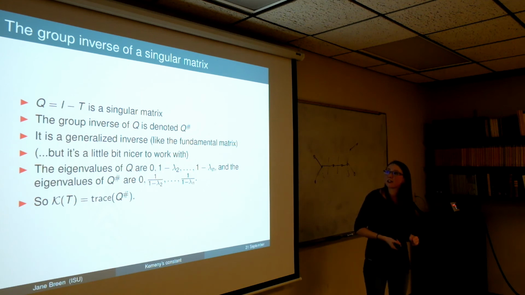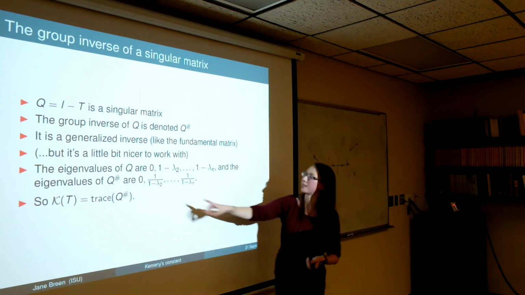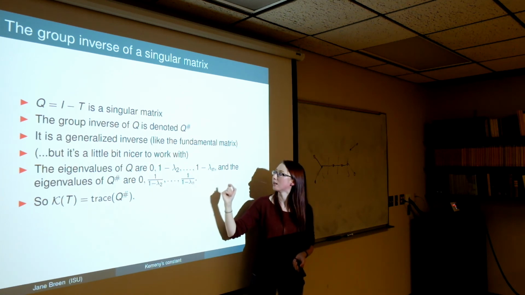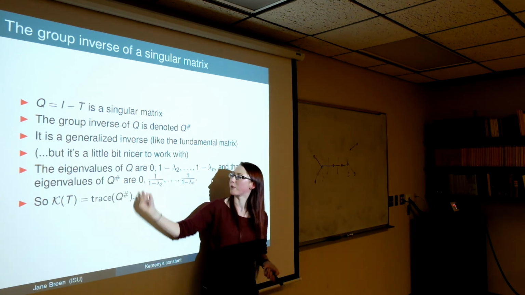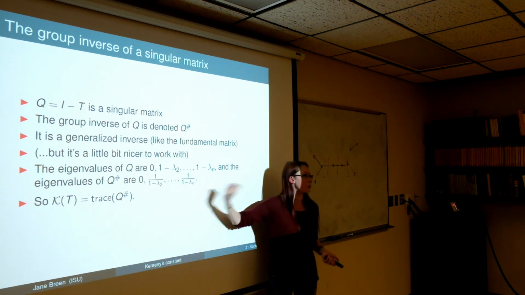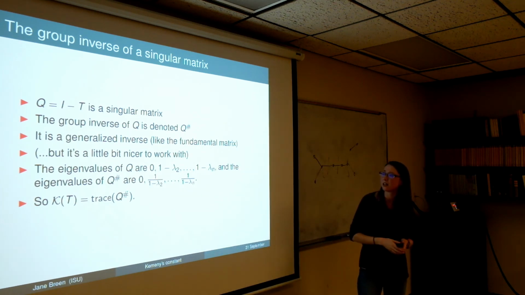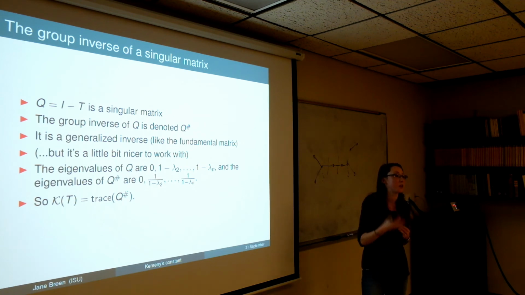And so the eigenvalues of Q, which are just I minus T, are 0, 1 minus lambda 2, down to 1 minus lambda n. And the eigenvalues of Q sharp are 0, and then all the non-zero ones just get inverted. So the Kemeny's constant for my transition matrix is just the trace of my group inverse Q sharp.